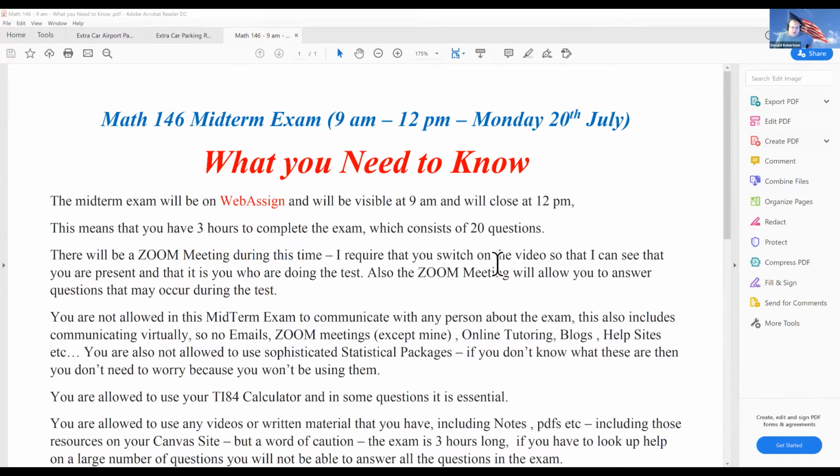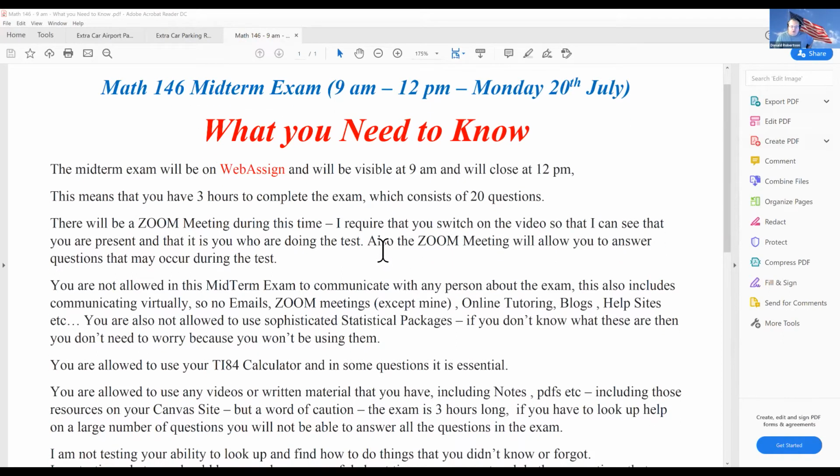There's going to be 20 questions. It's going to be comprehensive. In other words, chapter 1 is where the first stuff's going to be, and chapter 9 is where question 20 is going to be. But it's weighted more on the second half. So you're going to get more questions from weeks 4, 5, and 6 than you did from weeks 1, 2, and 3.